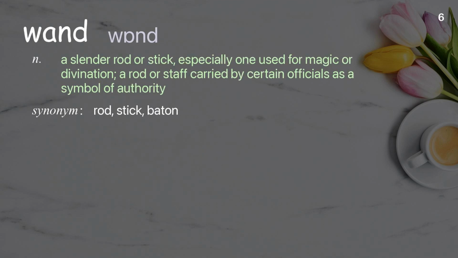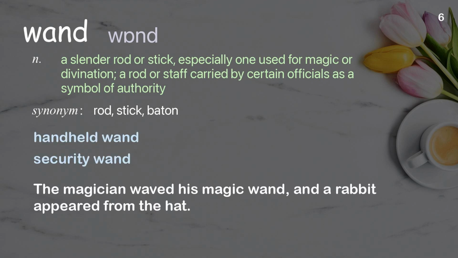Wand. A slender rod or stick, especially one used for magic or divination. A rod or staff carried by certain officials as a symbol of authority. Examples: Handheld wand. Security wand. The magician waved his magic wand, and a rabbit appeared from the hat.